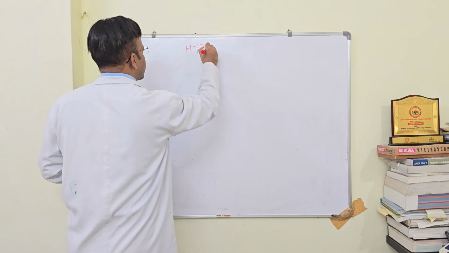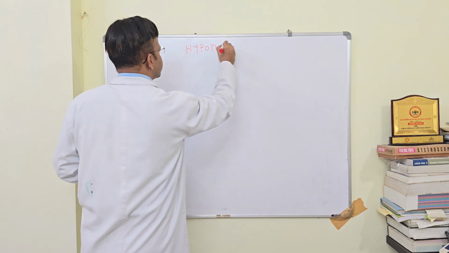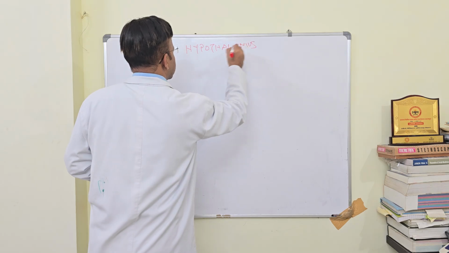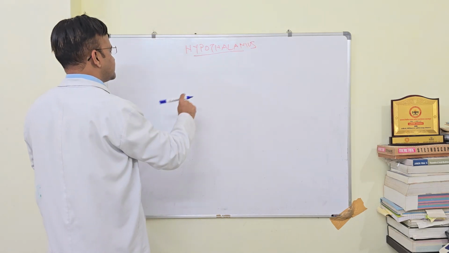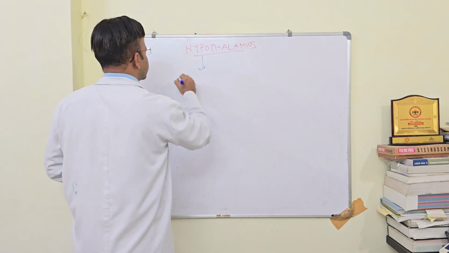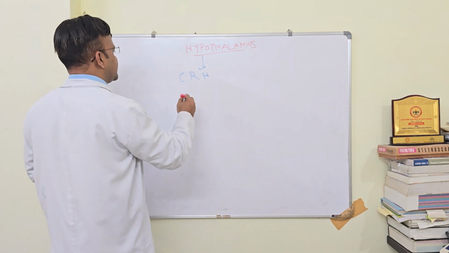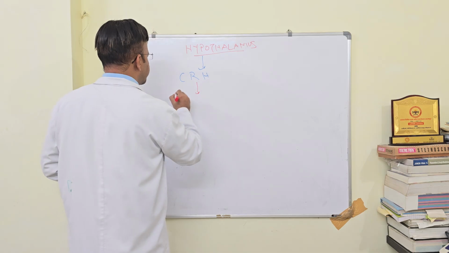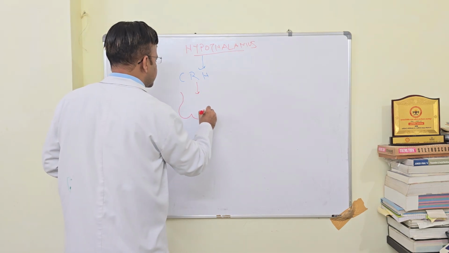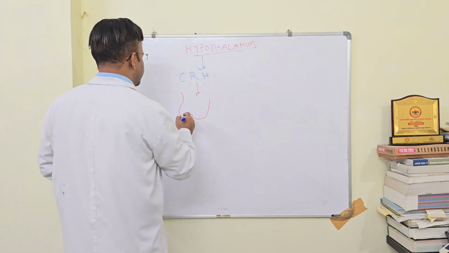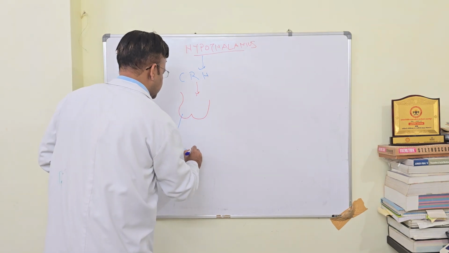the master controller, hypothalamus. And it's going to release one hormone called CRH, right? This CRH will go up to the pituitary, right? And it will make anterior pituitary release what? ACTH.